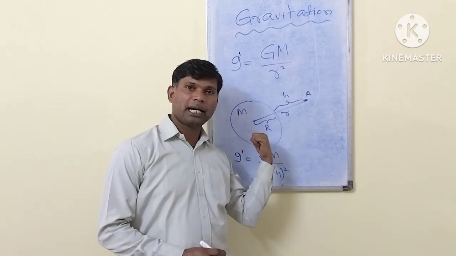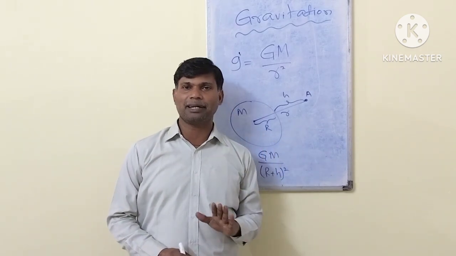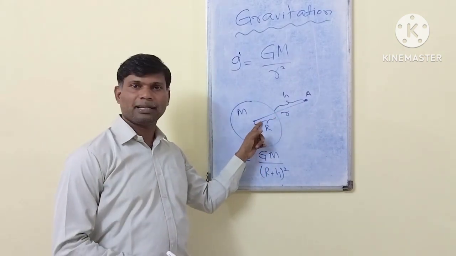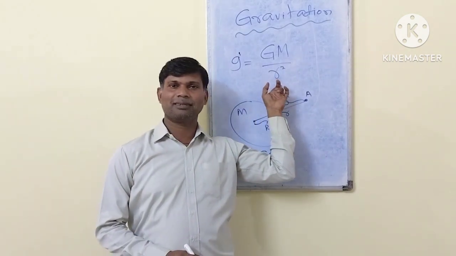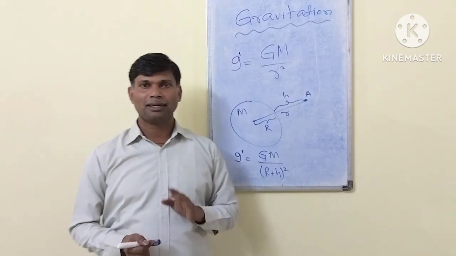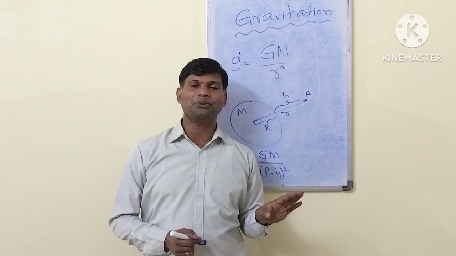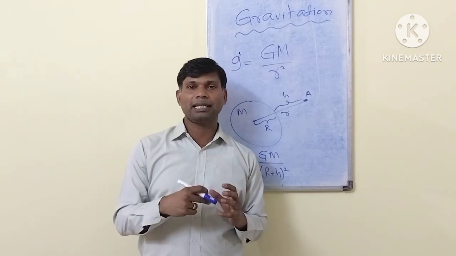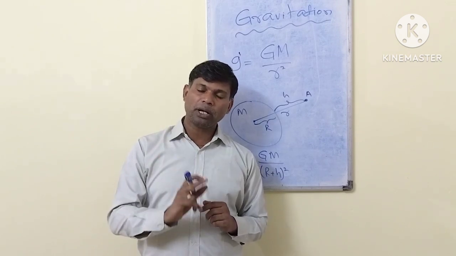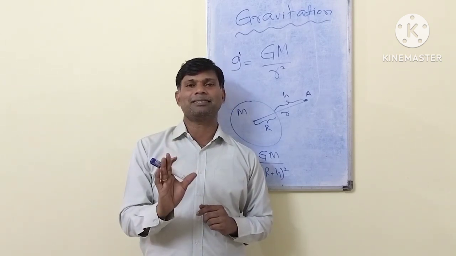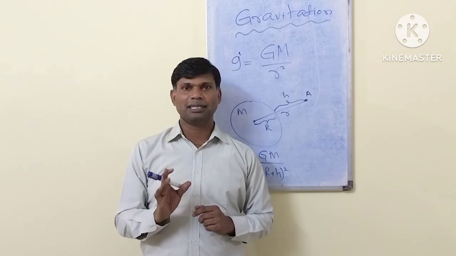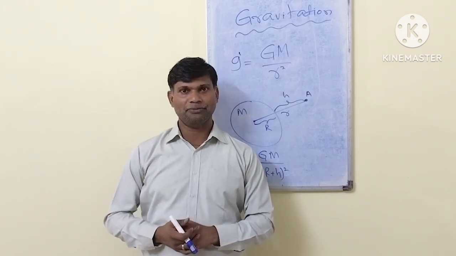Next part, what will we do? If we go deep inside the earth, will it increase or decrease? So first, what do you guess? If you are going inside the earth, r is decreasing. r decreasing means g will increase. Okay? But it is not so. If you are going inside the earth, g decreases. If you are going away from the earth, g decreases. In both cases, g value decreases. How does it decrease? Now we will derive.